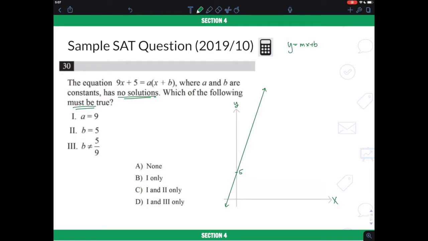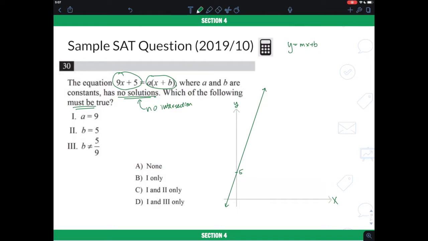Well, to have no solution, you have to understand that this is the verbiage for no intersection. Okay, no intersection between the two lines. So on the left, there's one line right here. So what we're saying is, hey, there's another line right here. So these two lines, they do not intersect.